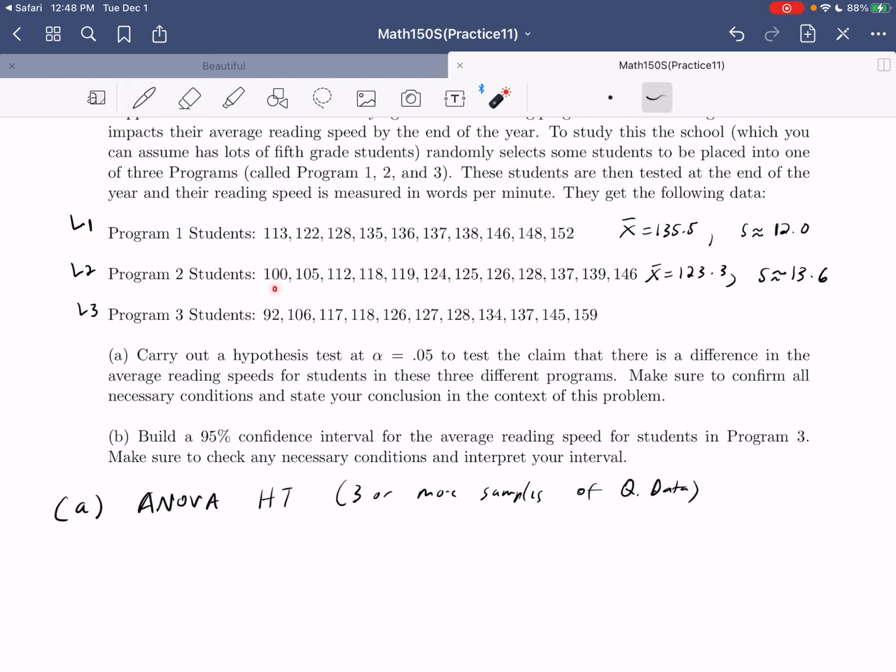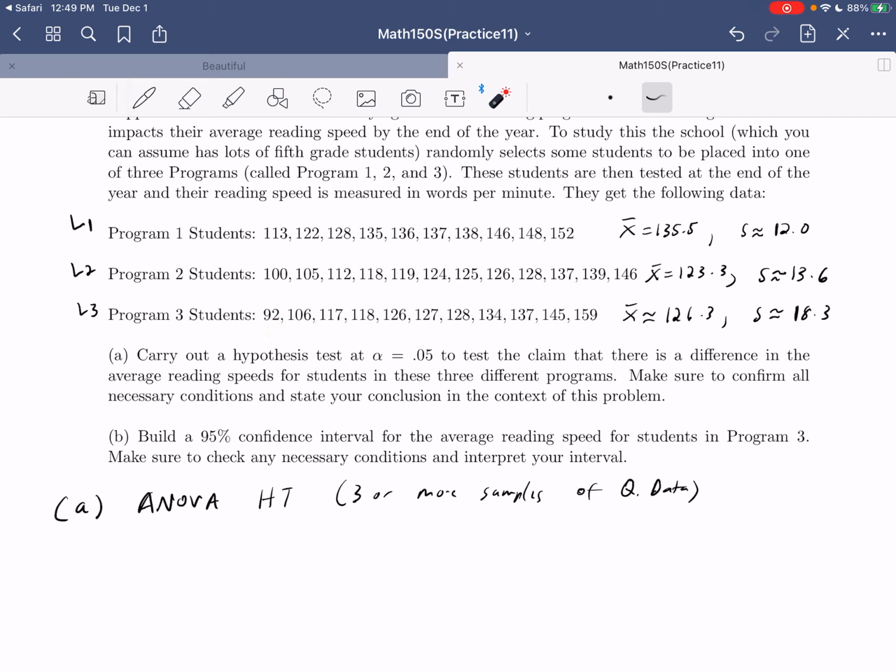I mean, they're ranging all the way from 100 all the way up to 146. These guys were only 113 to 152, so a little more deviation in that group. And then for L3, we do stat calc, put in L3 now, and it looks like the average there should be approximately 126.3, and the standard deviation there should be about 18.3. Not a surprise that they had the most deviation, considering they had the lowest, 92, and also the highest, 159.